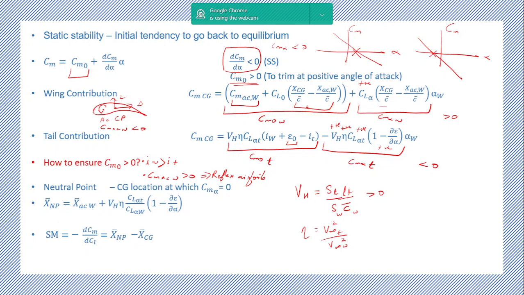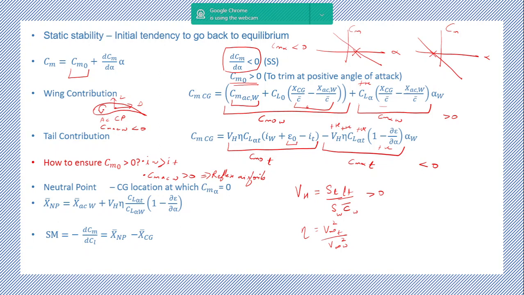Neutral point is like the aerodynamic center. So aerodynamic center of a wing and the neutral point of an aircraft are analogous. Okay. So it's the same. If it's just a wing, it is the aerodynamic center. If it is the entire aircraft, it is neutral point. So if someone says neutral point of a wing, it is nothing but the aerodynamic center.